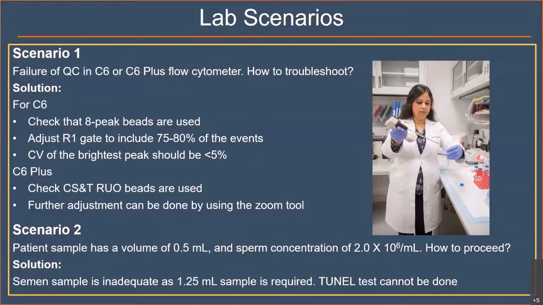If we are using the C6 Plus flow cytometer, then we do not use the 8 peak beads, we use the CST RUO beads, and the further adjustments can be accomplished using the zoom tool.